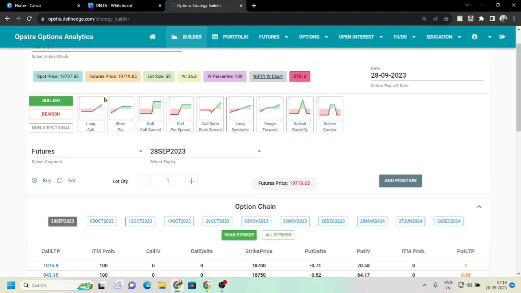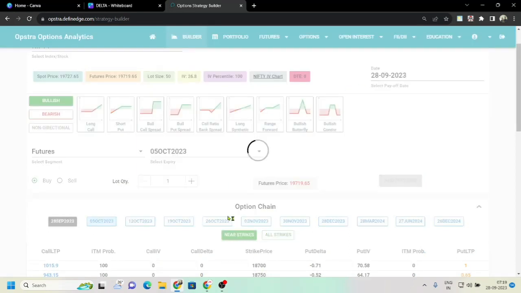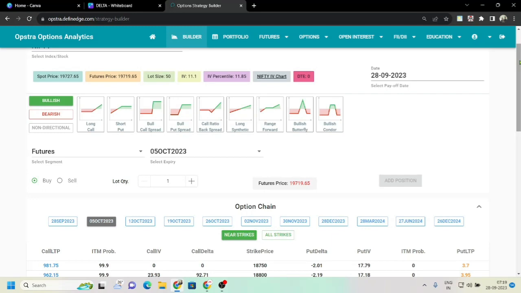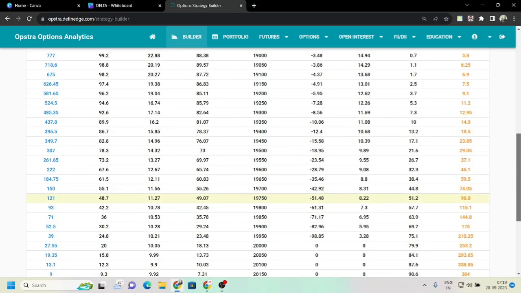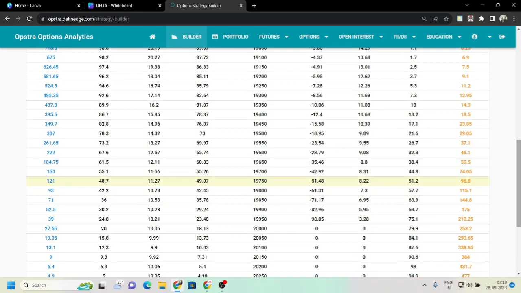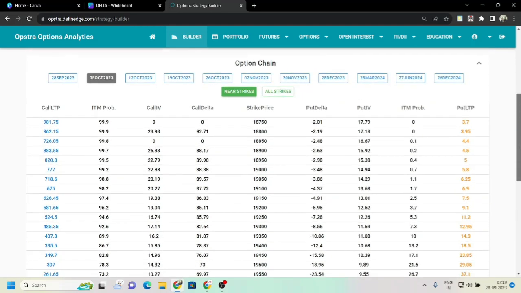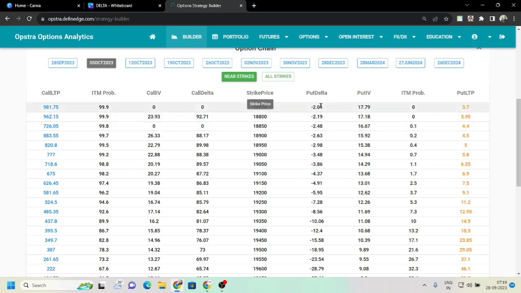Now the Nifty spot is 19,727. Let's select the October 5, 2023 option chain, 1 week to expiry. 19,750 is the at the money strike. You can see columns here. This is the strike price, this is call delta and put delta. Please avoid these other columns. We are just selecting these three columns: call delta, strike price and put delta.